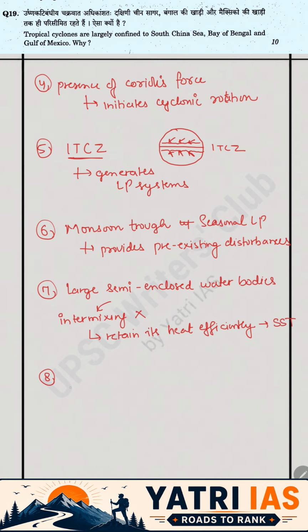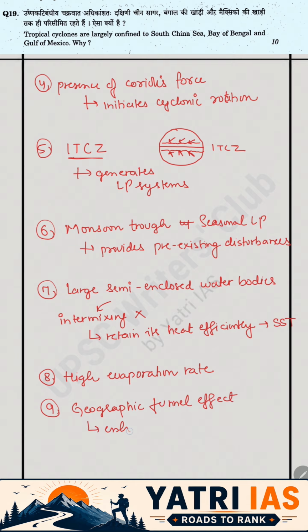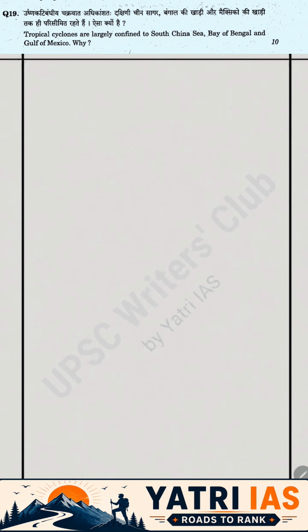Then you would mention high evaporation rate in these regions. Then you would mention geographic funnel effect, which enhances storm surges and cyclone impact. After this, you could also mention minimal cold currents. These regions allow sustained warm water.